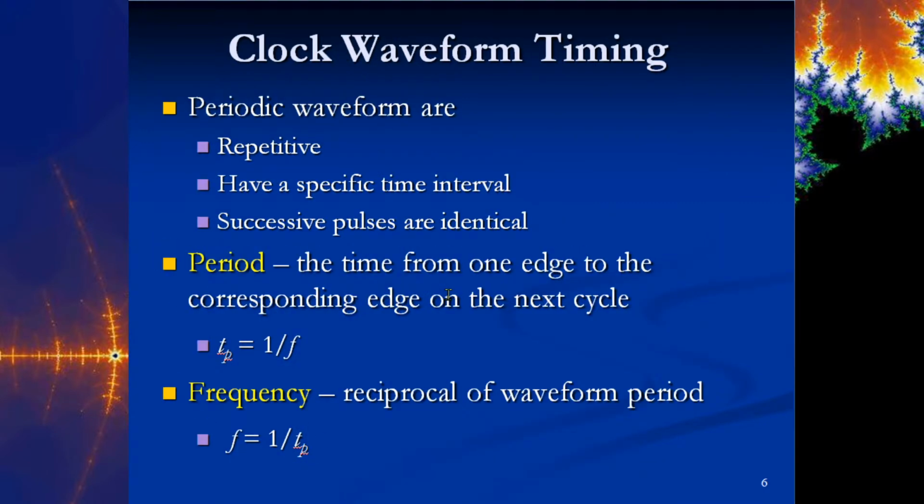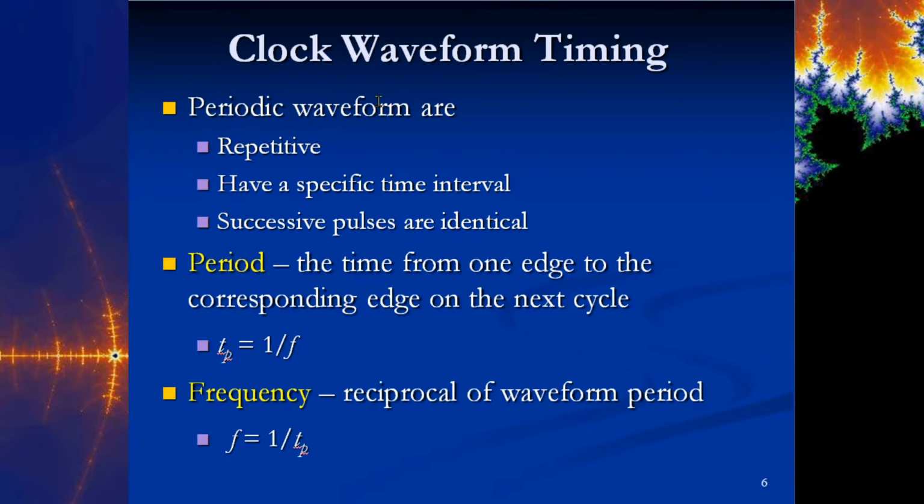So for all periodic waveforms, and this goes for sine waves and cosine waves and tangents and all of them, all periodic waveforms are similar in the following manners. They're all repetitive. In other words, they repeat over and over and over. They have a specific time interval for one iteration, one complete cycle, and then the successive pulses are identical in that repetitive. You can't have a sine wave and then the next period you have a cosine and the next one you have a sine. It repeats over and over and over. That's the definition of a periodic waveform.